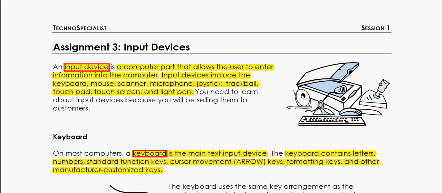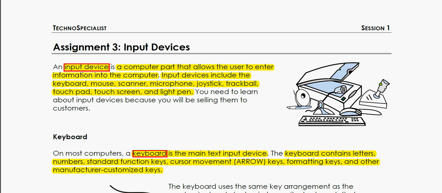An input device is a computer part, a hardware computer part that allows the user to enter information into the computer. Some input devices include the keyboard, the mouse, the scanner, the microphone, the joystick, trackball, touchpad, touchscreen, and light pen. We're going to be learning about all of these different kinds of input devices. An input device is anything that allows you to put information into the computer, hence the name input.